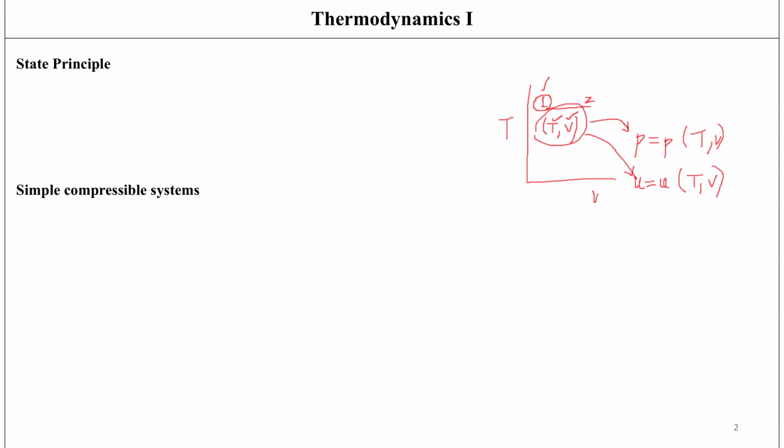And for these systems, for simple compressible systems, the state principle tells us that the number of independent intensive properties that we require is 2. For example, temperature and specific volume here.